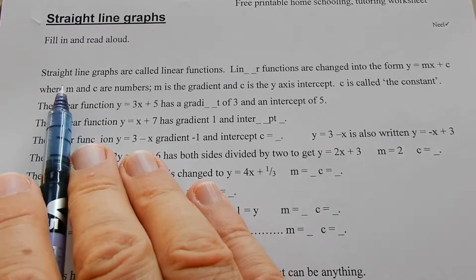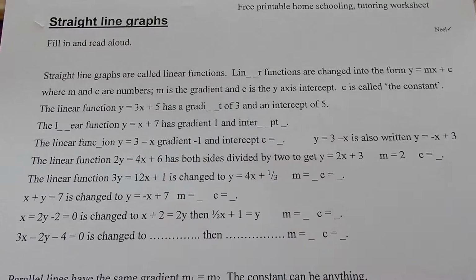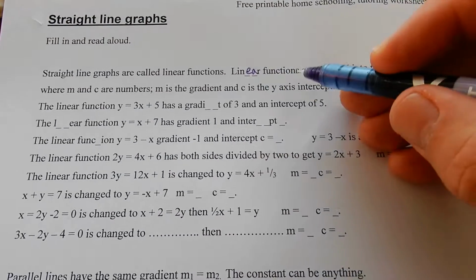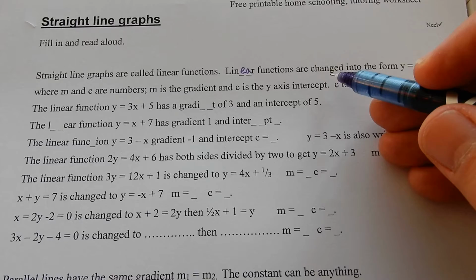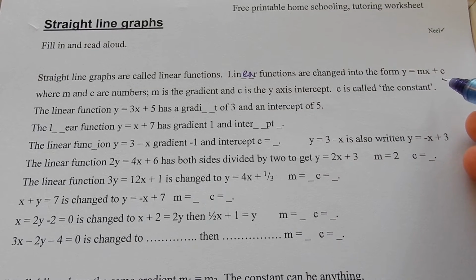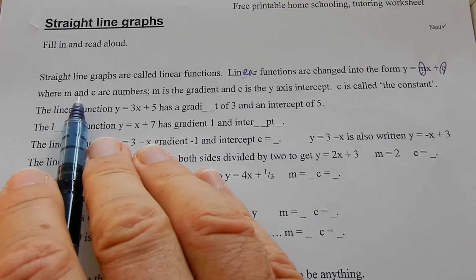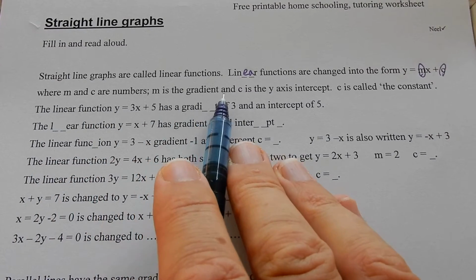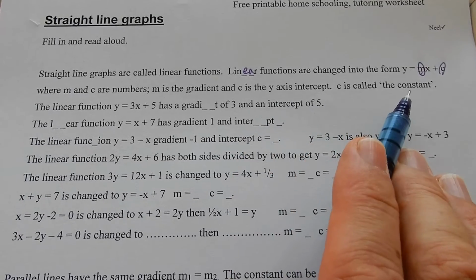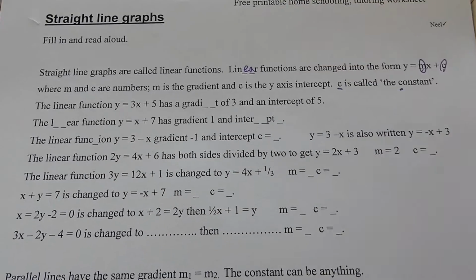Straight line graphs are called linear graphs. Linear means line. In linear functions, that's the equation for the graph. Linear functions are changed into the form y equals mx plus c, where m and c are numbers. m is the gradient and c is the y-axis intercept. c is called the constant, hence c.